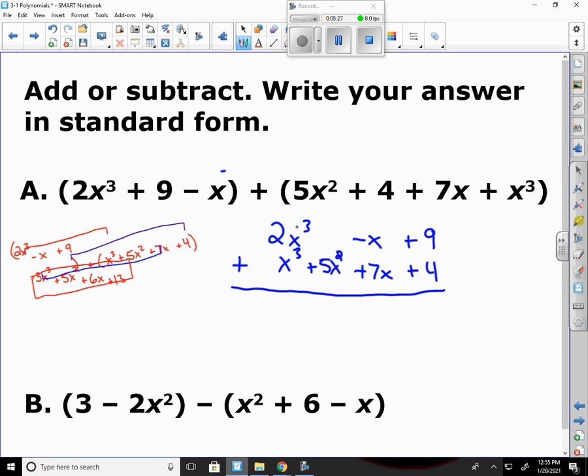Now I have everything that I have to combine lined up vertically. So by leaving this gap here for an x squared, it makes it so that I can keep it lined up. So then it's just 2x to the third plus x to the third. That's 3x to the third. I don't have anything to combine with the 5x squared. So that just stays 5x squared. Negative x plus 7x gives me 6x. And then 9 plus 4 gives me 13. See, I get the same answer either way. It all depends on how you like to do it personally.